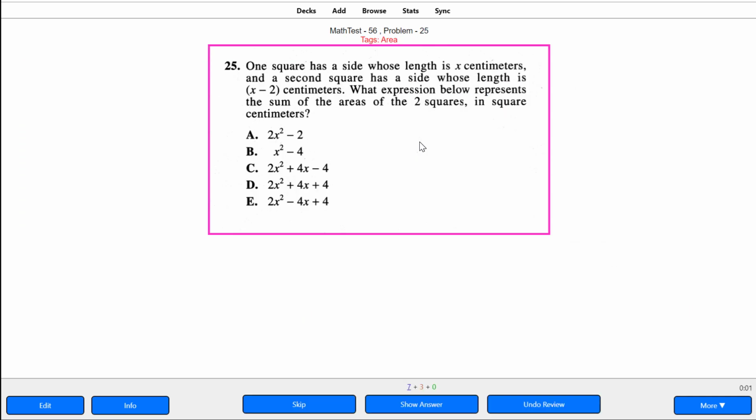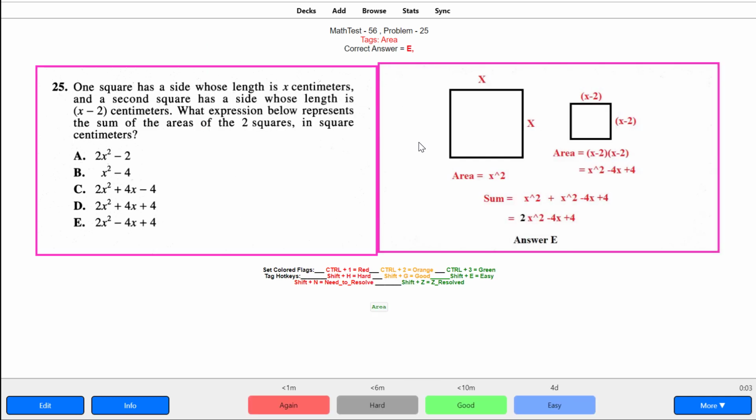In problem 25, we have one square whose side lengths are x and x. A second square has side lengths x minus 2 and x minus 2. If you add their areas together, what's the sum of their areas as an expression of x? And we solve it out like this. One of the key points here is to identify the problem. They said square in the problem, so that's how we know the side lengths are the same.